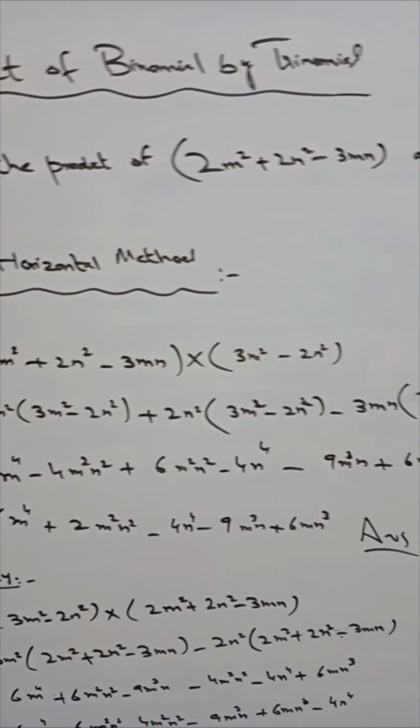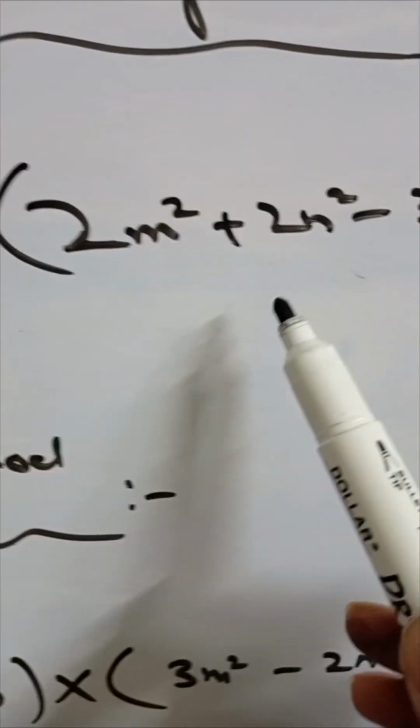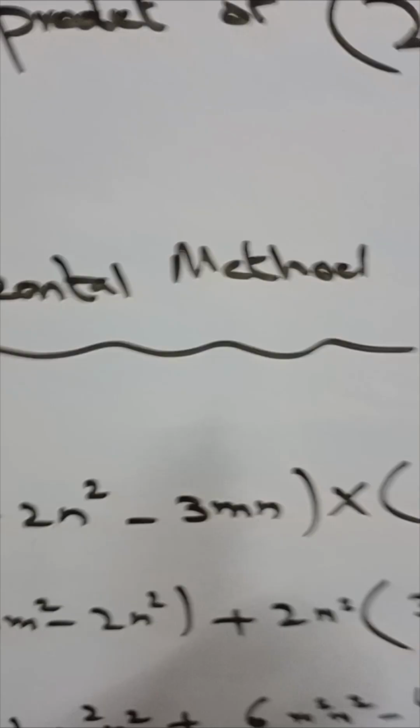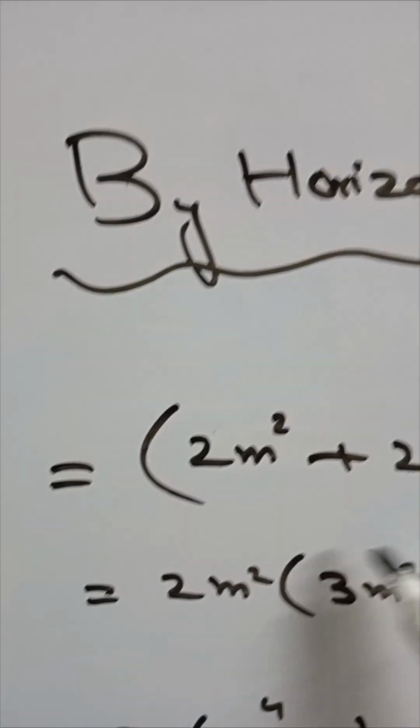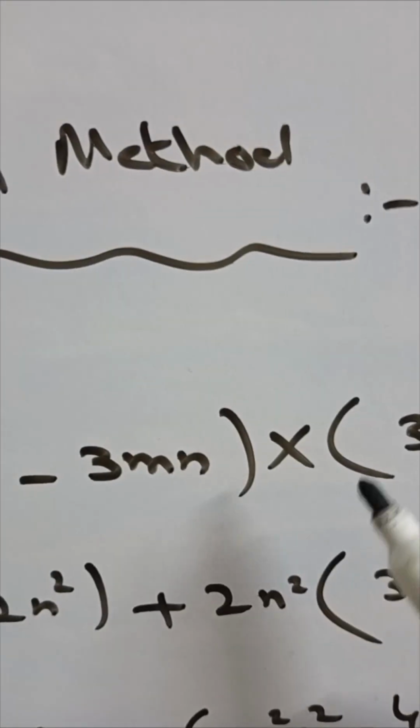Product of binomial by trinomial. Question: find the product of 2m² + 2n² − 3mn and 3m² − 2n² by horizontal method. So this is the first term, this is the second term. We put the first term first: 2m² + 2n² − 3mn, multiplied by 3m² − 2n².